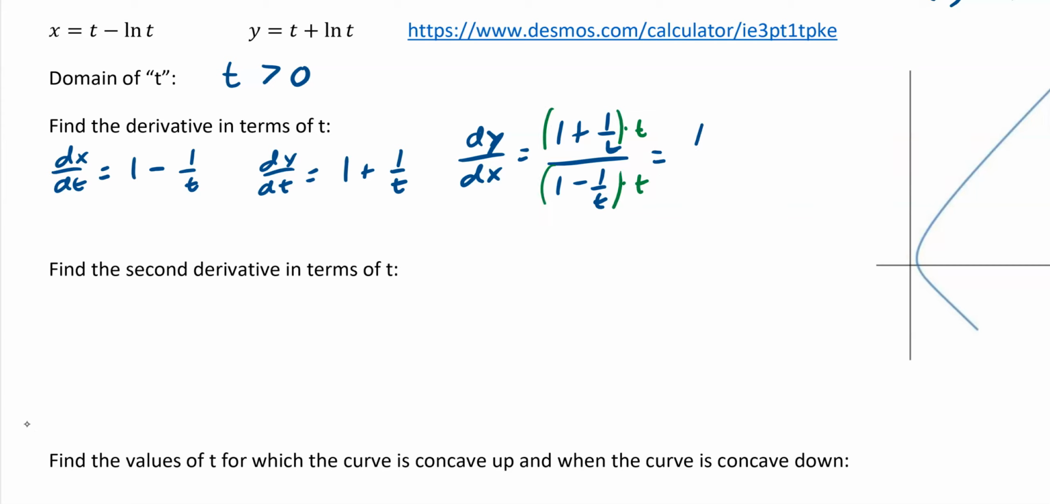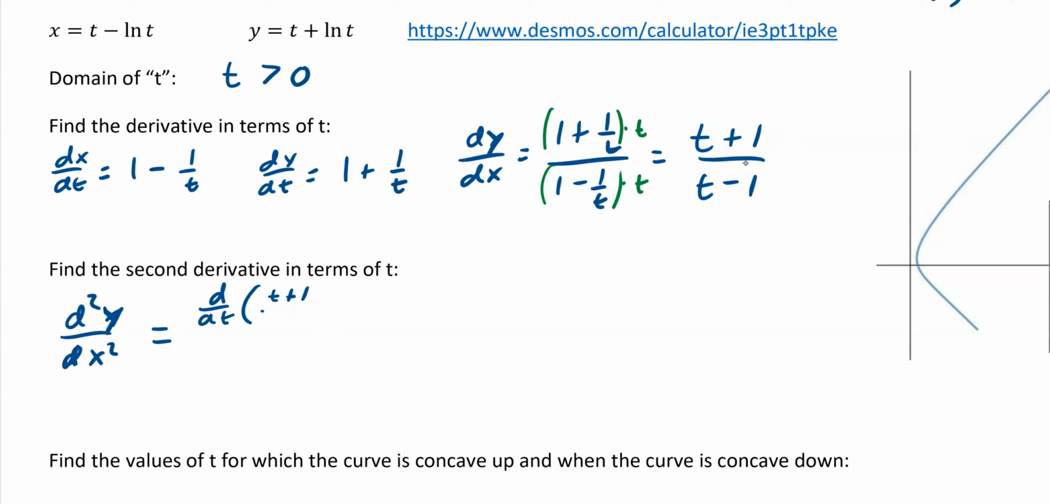And so that would end up with (t + 1)/(t − 1). It just makes things a little bit easier. Now our second derivative. So this is going to be the derivative of the top. So we're going to do a d/dt of (t + 1)/(t − 1), and then we just write the dx/dt on the bottom.